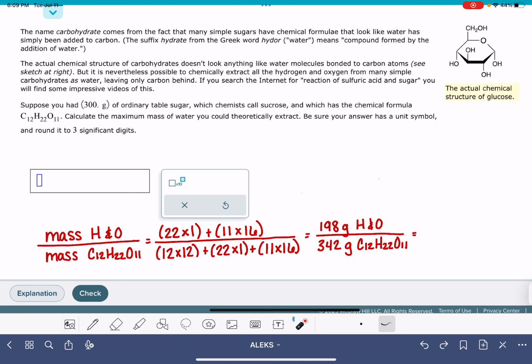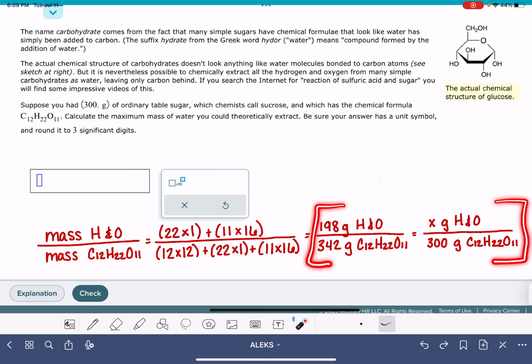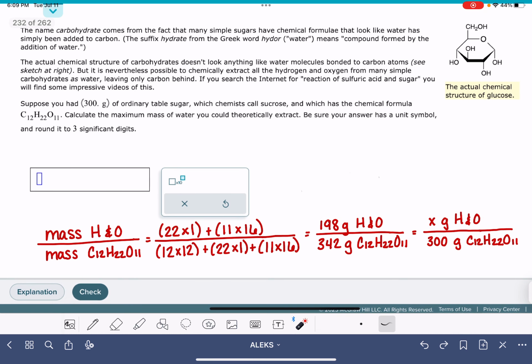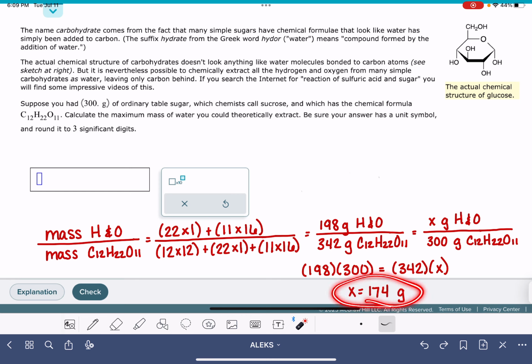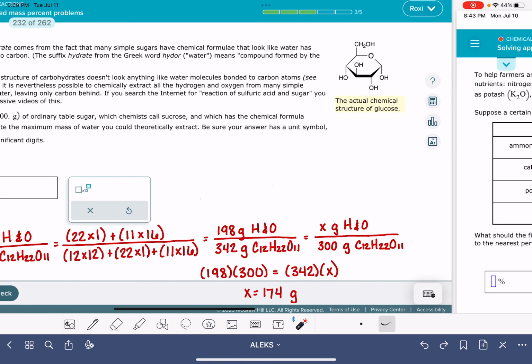Now, again, what are we trying to figure out? We're trying to figure out the mass of water that we could get if we had 300 grams down here instead of 342. So we're again setting up another equality where we have 300 grams. What would x be? Solve for x. Same type of thing. We're going to use the cross multiplication rule. I'm not taking up as much space now because this is the third time we've seen it. We're going to solve for x, and we get 174 grams. And the problems just get harder after this.